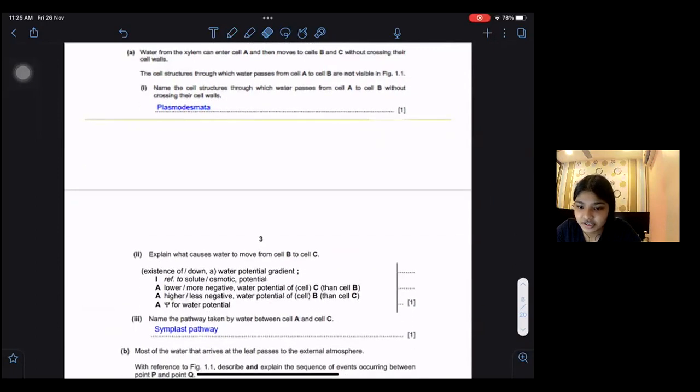So the next question asks to explain what causes water to move from cell B to cell C. It's also quite straightforward. So we can say that the water from cell B will move to cell C down a water potential gradient. The mark scheme also accepts from a less negative water potential, which is cell B, to a more negative water potential, which is cell C.